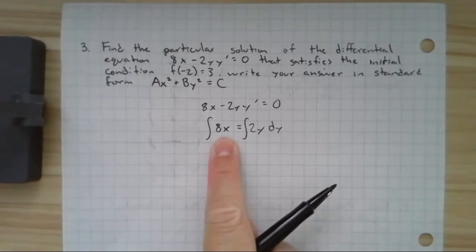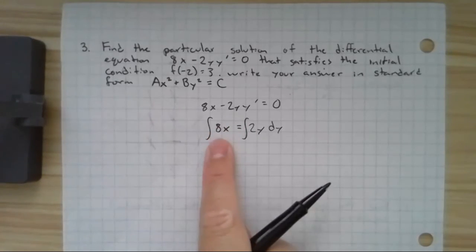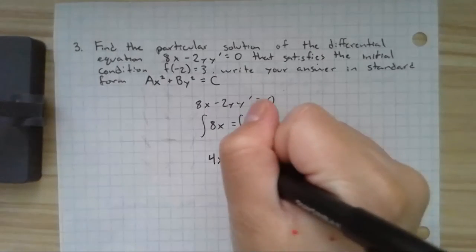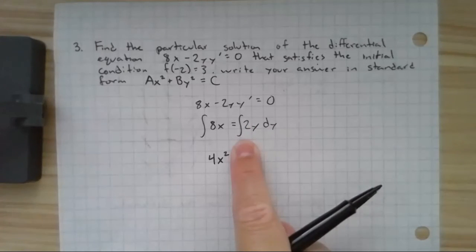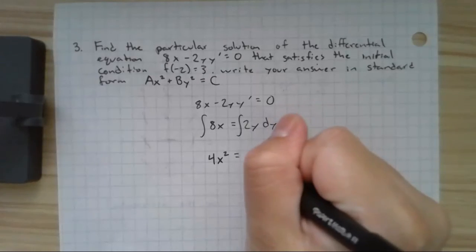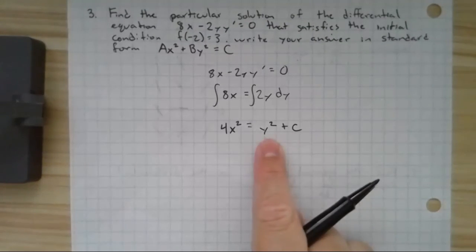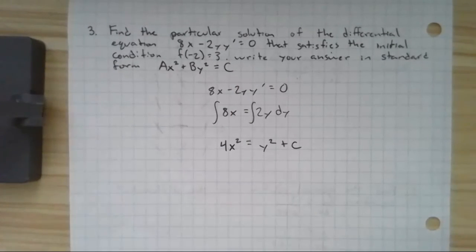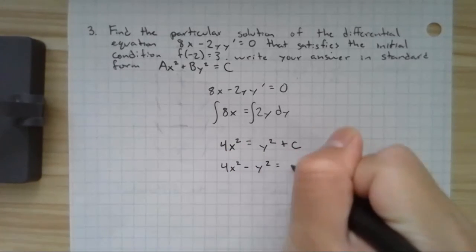This will allow me now to set up the integrals. If I integrate this left side, add 1 to the exponent, I get 2, divide by that new exponent, 8 over 2. I get 4x squared, and that's equal to, right here, add 1 to the exponent, divide by that new exponent, the 2's will cancel, so I get y squared plus c. Okay, so now I have to solve for c. I'm going to start setting it up like standard form. So I'm going to move the y squared back to the left side. That'll give me 4x squared minus y squared is equal to c.